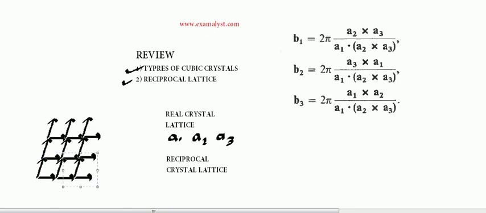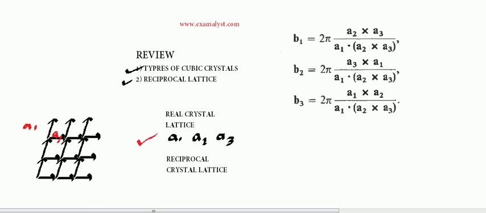Let me write. So this vector in 2D was my a1, and here the below small one was my a2. So you can see here that I can span the entire 2D space using a1 and a2. Similarly, I can span the entire 3D space using a1, a2, and a3.